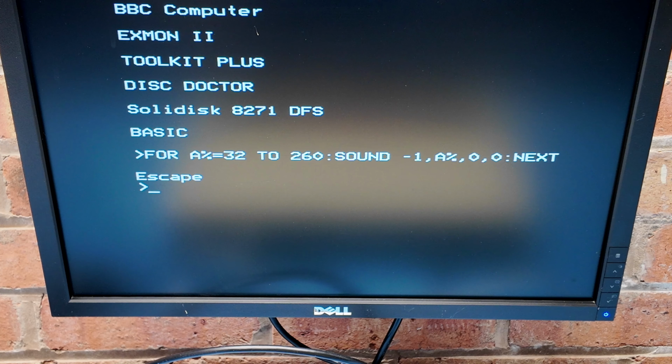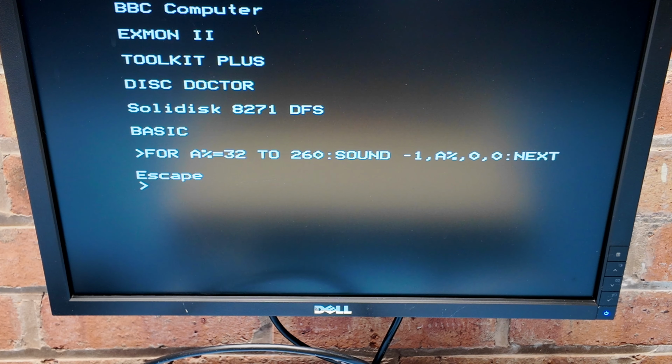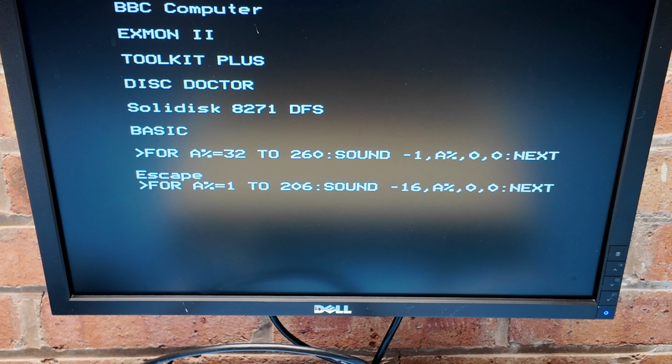Okay, you get the idea. But because this is emulating multiple PHROMs, we can also do the US model. And for that we need sound -16.